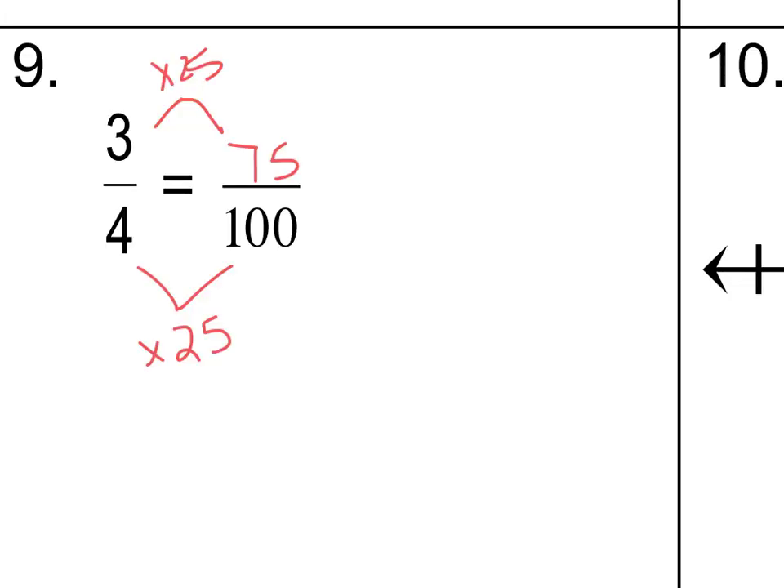For number 9, 3/4 is the same as 75 hundredths because 4 can become 100 with times 25. So I do times 25 to 3 and I get 75. And if you remember, we can make equivalent fractions or ratios by multiplying both numbers by the same factor.